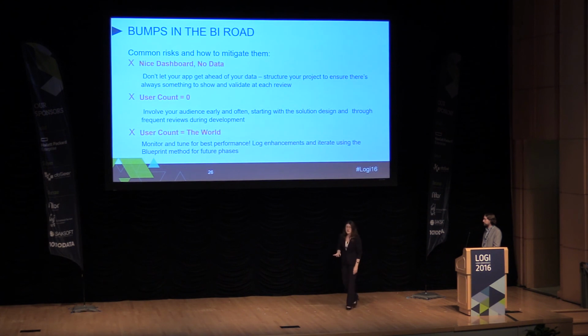Another problem that we see develop in this case is that it's more than you were expecting, and you start hitting performance problems early. So in this circumstance, you want to be monitoring and tuning for performance frequently. Also, use the blueprint method to iterate for future phases. Maybe you're getting 20 enhancement requests a day from an excited user base. Give them a mechanism to log that, track those enhancements, go back and interview those users as to why they want that, design those into future phases using the blueprint method, and iterate.